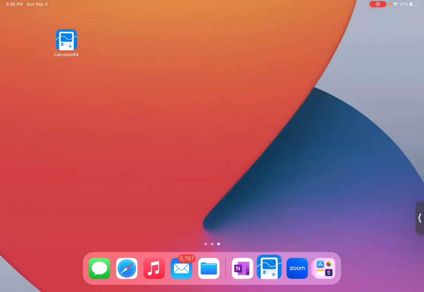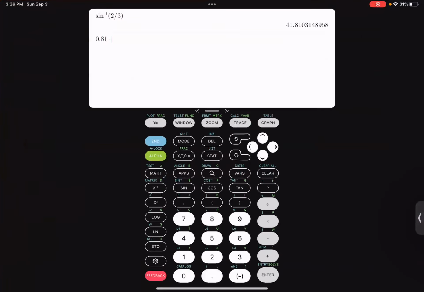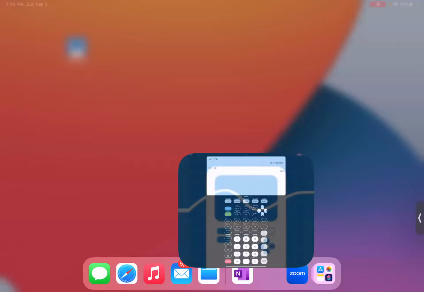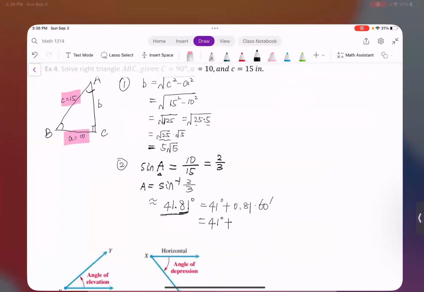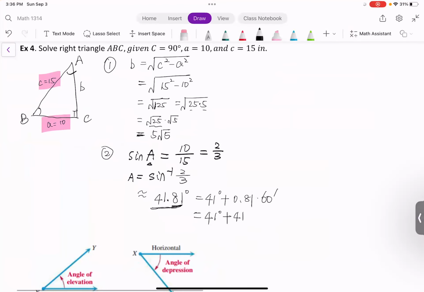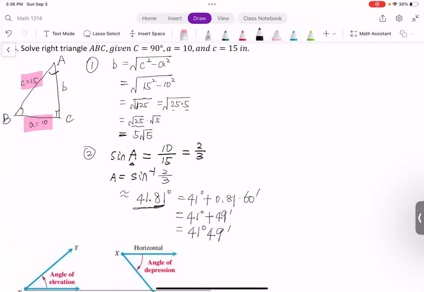What is that? 0.81 times 60. So that's 48.6. Because I'm rounding to the nearest minutes, that means no decimals in the minutes. I'm having 49 minutes. So it's 41 degrees and 49 minutes. This is angle A. How about angle B?